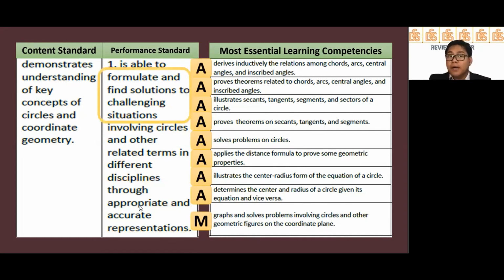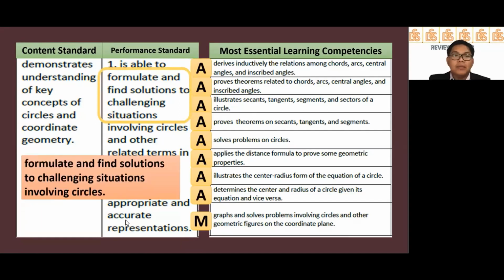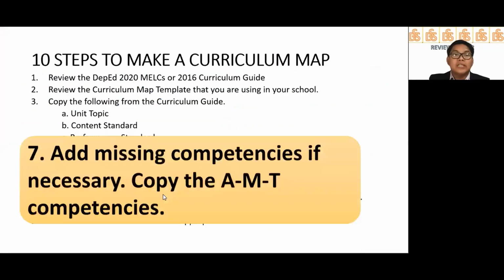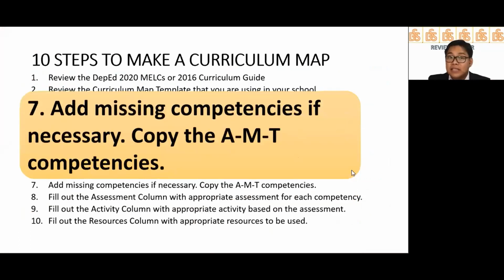Particularly this part wherein part of the performance standard is to formulate and find solutions to challenging situations. In that case, I may add this particular competency, formulate and find solutions to challenging situations involving circles, so that my AMT are complete. Okay, so now I have categorized A and M, and I have added a particular competency related to transfer. And that leads to our next step, which is add missing competencies if necessary.